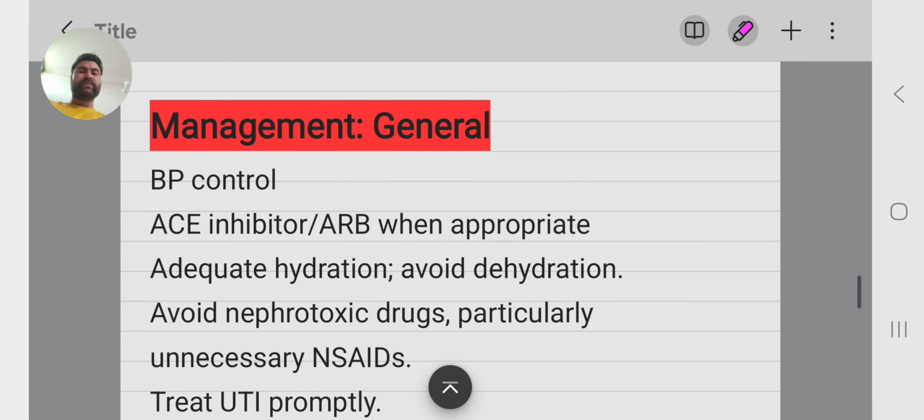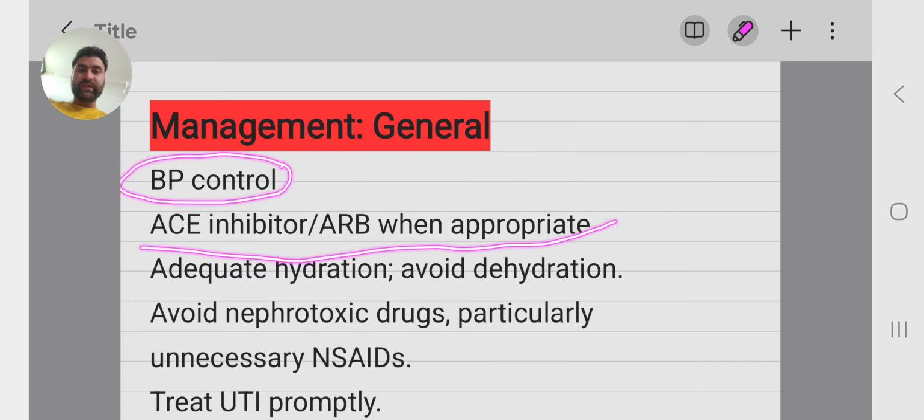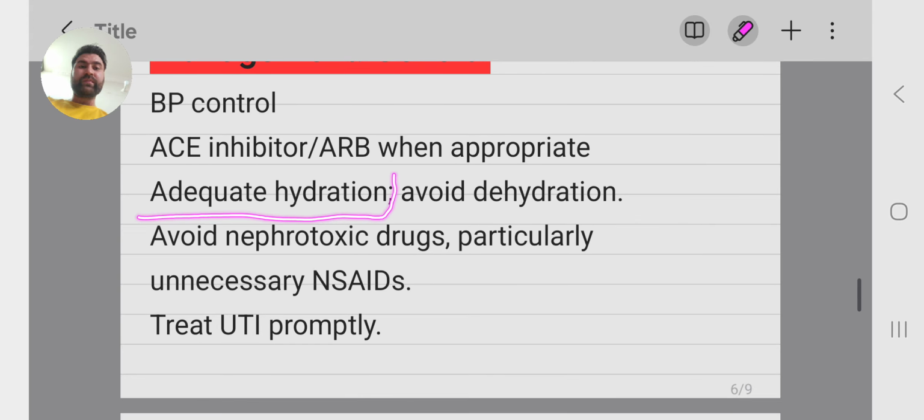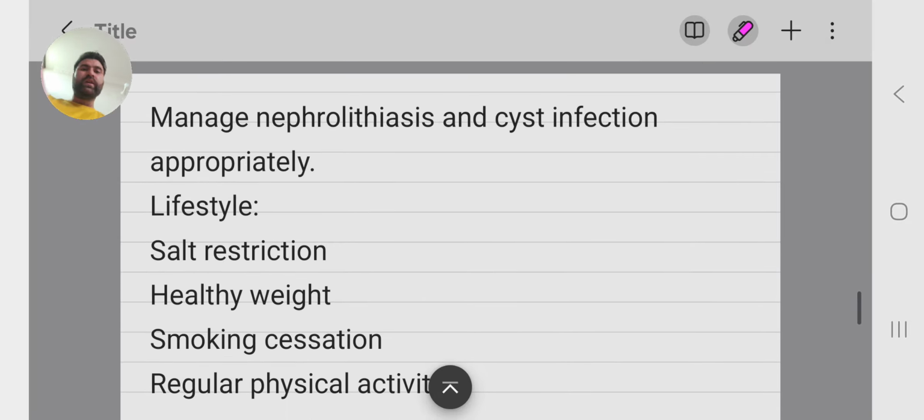How will you manage these patients? First of all, if these patients have hypertension, then control BP by ACE inhibitors or ARBs. Then these patients require adequate hydration because these patients are at risk of stone formation in the kidneys. So avoid dehydration. These patients should be hydrated. Avoid nephrotoxic drugs, particularly NSAIDs. And these patients recurrently develop urinary tract infections, so these UTIs should be treated promptly. If these patients develop nephrolithiasis, then this nephrolithiasis should be treated promptly.